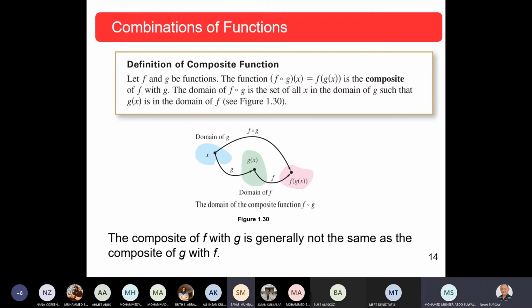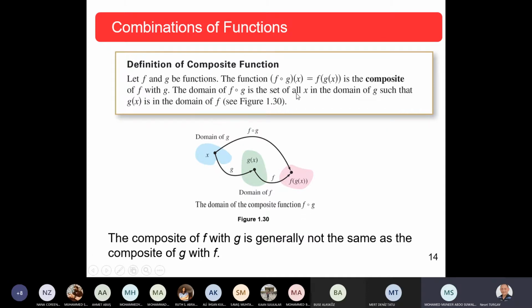Maybe you took discrete mathematics before this course. You have two functions, f and g. Then the composition function, f ∘ g, tells you that you are doing the composition with f and g. This is equal to f of g of x. So first g applies to x, whatever you find, you apply f to this. This is the composite of f with g.